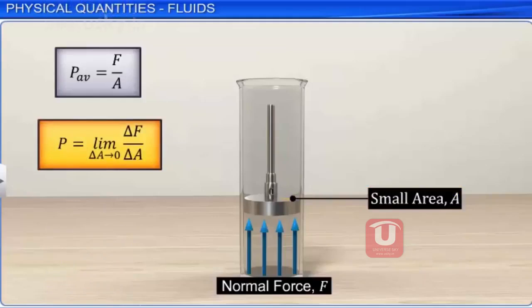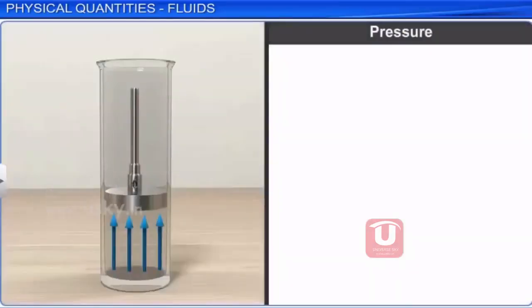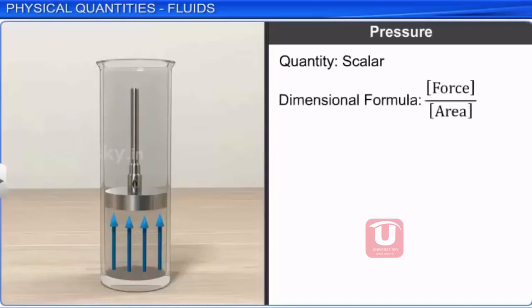Dimensional formula of pressure is the ratio of dimensional formula of force to that of area. Dimensional formula of force is M L T power minus 2. Dimensional formula of area is L power 2. Hence, dimensional formula of pressure is M L power minus 1 T power minus 2.